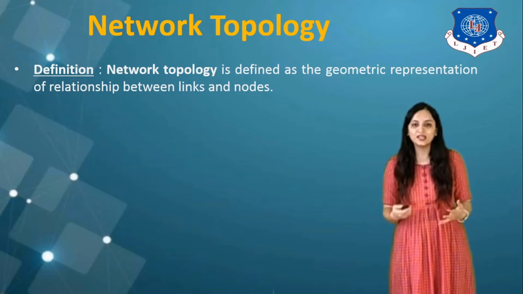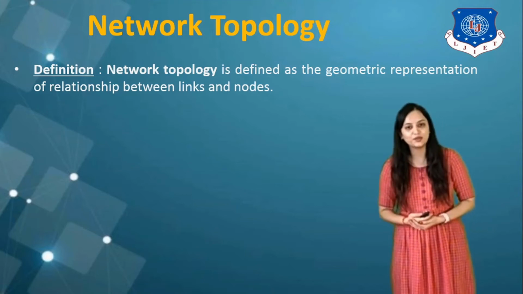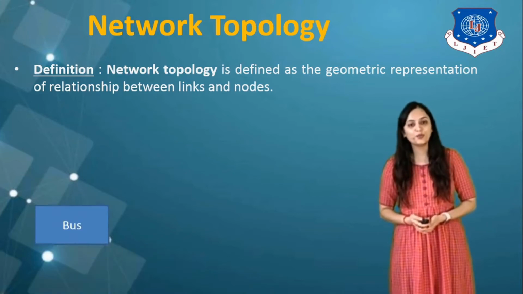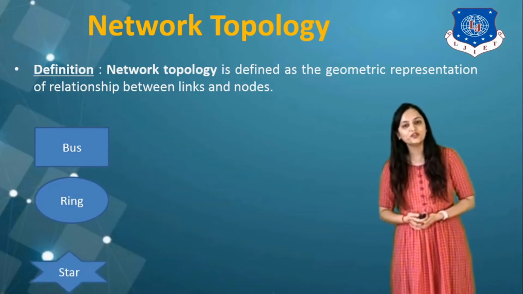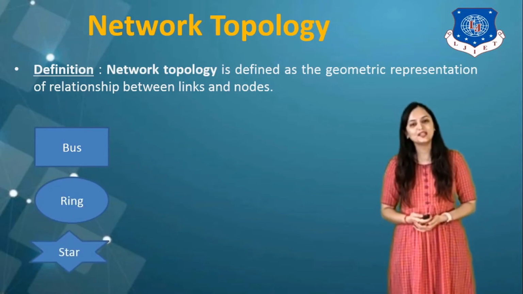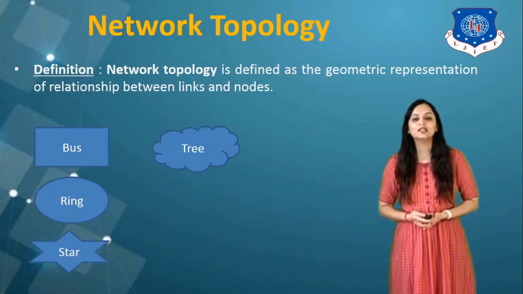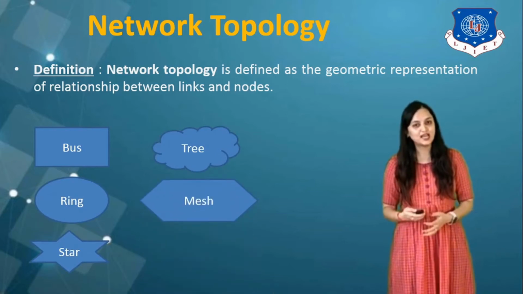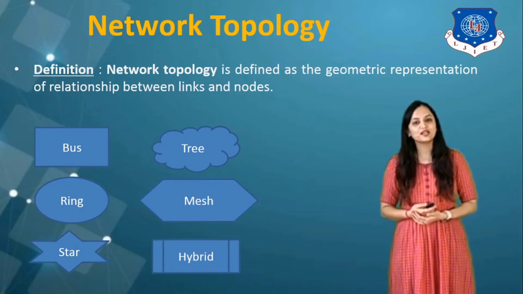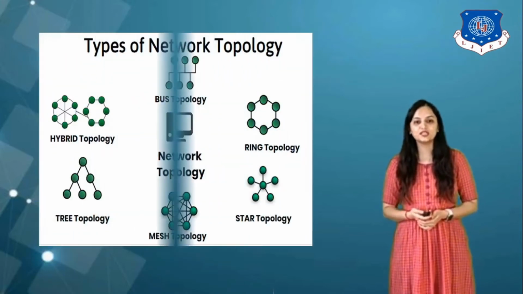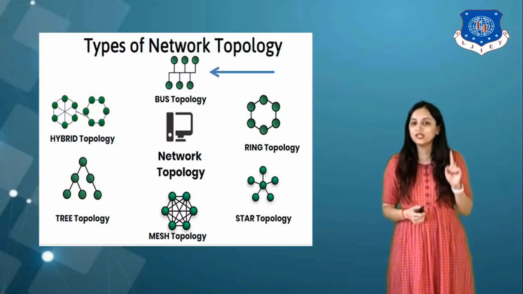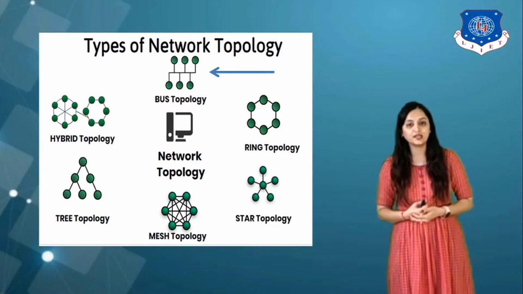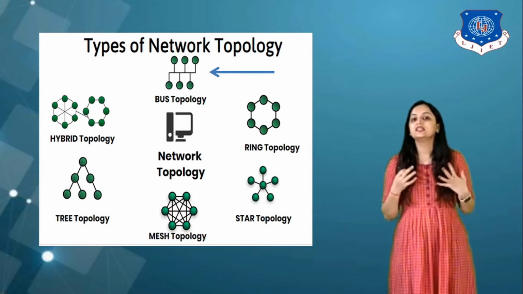There are various topologies in networking, and in this section we are going to study the basic 6 networking topologies. The first topology is the bus topology, the second is the ring topology, the third is star topology, the next is tree topology, then mesh topology, and the last is the hybrid topology. Let's start with the first one, which is bus topology. In this bus topology, there is only a single cable through which all the devices are connected. That's why it is called the bus topology.